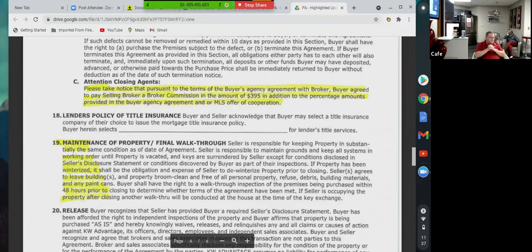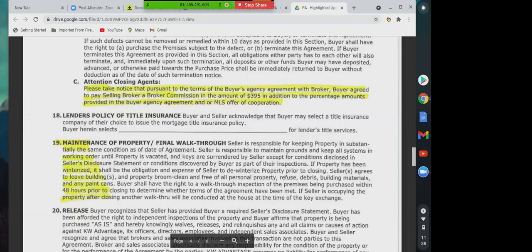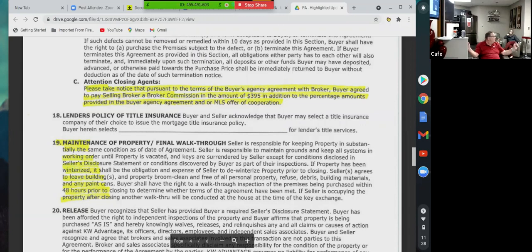Please take notice that pursuant to the terms of the buyer's agency agreement with broker, buyers agreed to pay selling broker a brokerage commission in the amount of $395 in addition to the percentage amounts provided in the buyer's agency agreement and/or MLS offering of compensation. The way this is worded, guys, this is different. Someone would say, well, we don't want commission on there. All this is saying is we want to make sure that the title company is picking this up. Now, if I could trust every agent to make sure the title company got their information elsewhere, I wouldn't put this on.